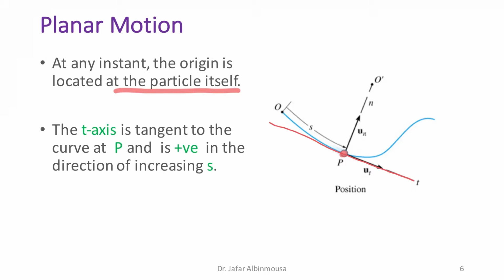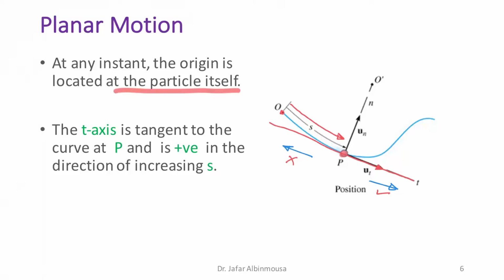And what remains is whether UT should point in this direction or that direction along the tangent. The way to determine this is by looking at the direction where s is increasing. So if we take this point as the origin, we can see that s is increasing in this direction. And this is why we pick this, not this one. This is why UT will point in this direction.